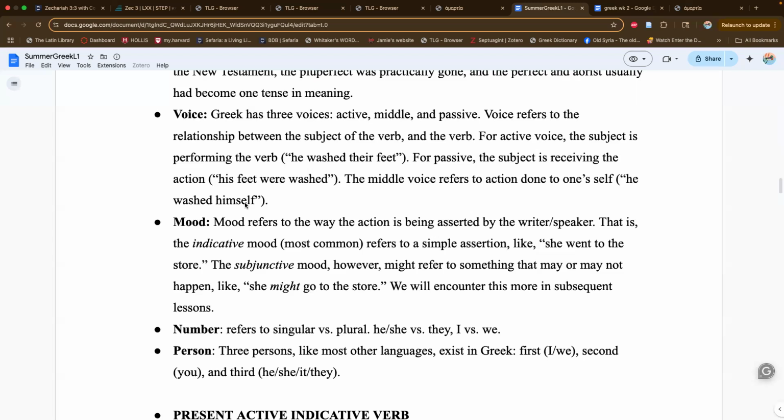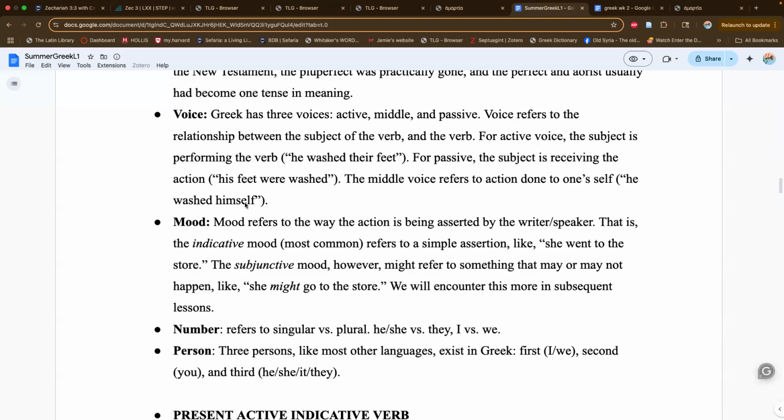So you can say that in Greek too. What's indicated here is like you could be telling a story and say he washed his feet. It doesn't have to be yourself. What it's indicating is that whatever the verb is happening to the subject by the subject.